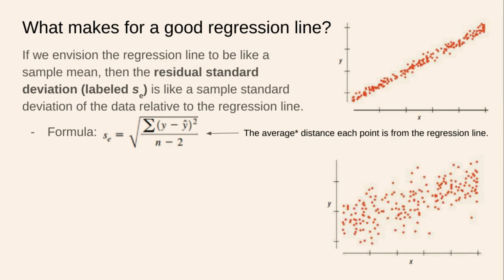And I say average because the square root makes things a little interesting, and that n minus 2 in the denominator, that's a long story as well. But it's more or less the average distance each point is from the regression line.